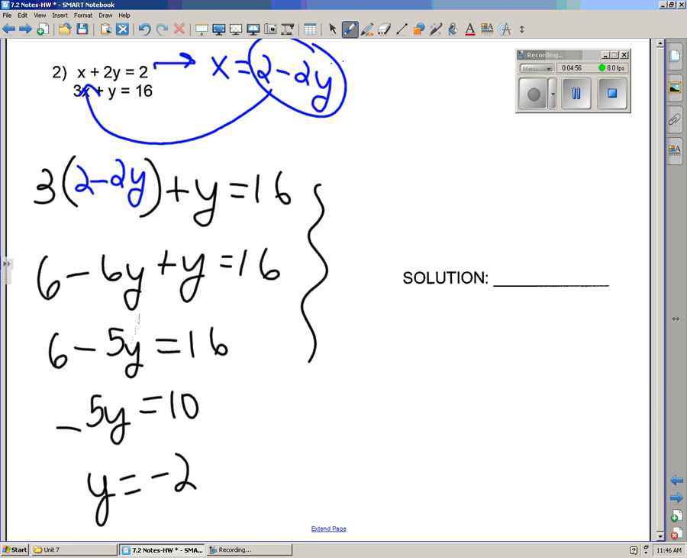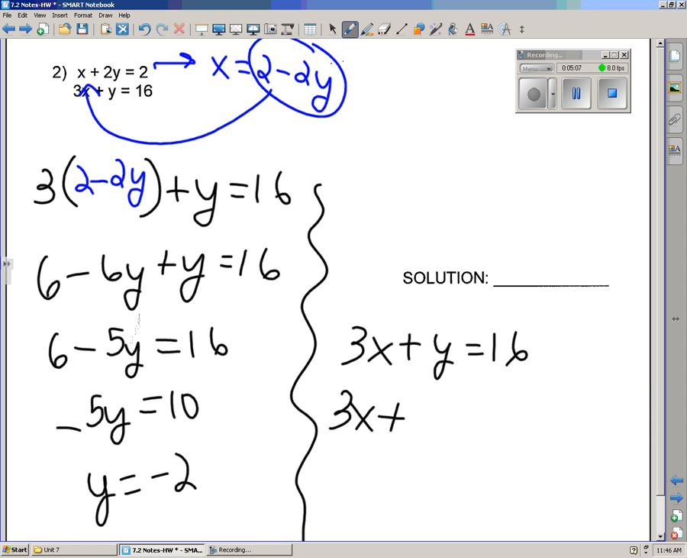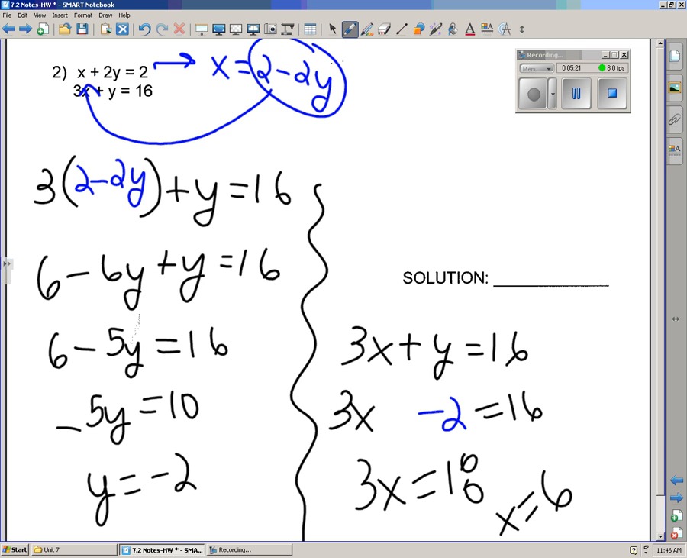Now I have to choose one of those two original equations. I'm going to choose 3x plus y equals 16. So 3x plus negative 2, or really 3x minus 2, equals 16. Add 2 to both sides, get 3x is 18, divide both sides by 3 and x is 6. So my solution for the second problem is when x is 6, y is negative 2.